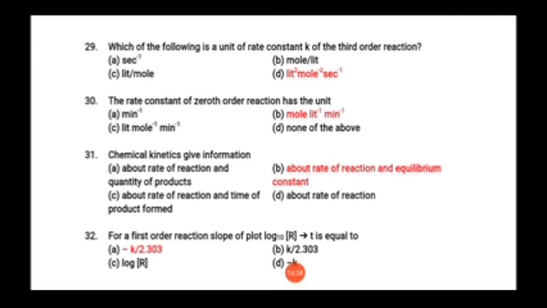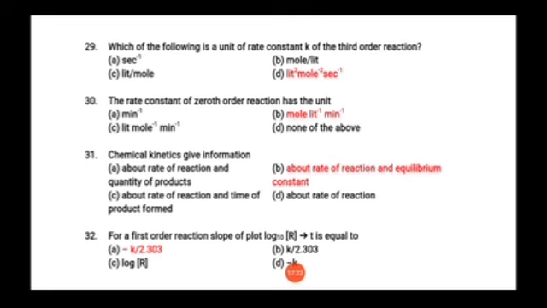Multiple choice question number 31: chemical kinetics gives you information about, the four options being: A, rate of reaction and quantity of products; B, rate of reaction and equilibrium constant; C, rate of reaction and time of product formed; and D, about rate of reaction. Obviously chemical kinetics gives you two things, rate of reaction and equilibrium constant, that is K. So the correct option is option B.